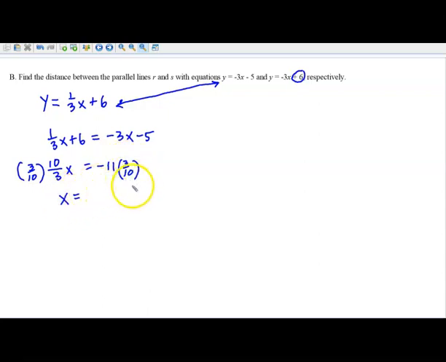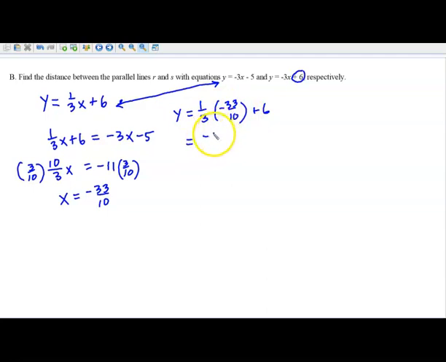And I got my x value is negative 33/10. And then to find out what the y coordinate of that intersection point is, I just plug negative 33/10 in here. So let's see what that is. Y is equal to 1/3 times negative 33/10 plus 6.